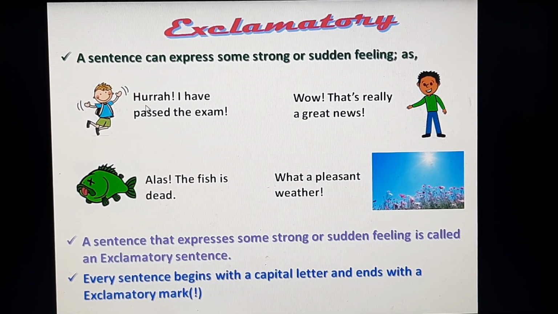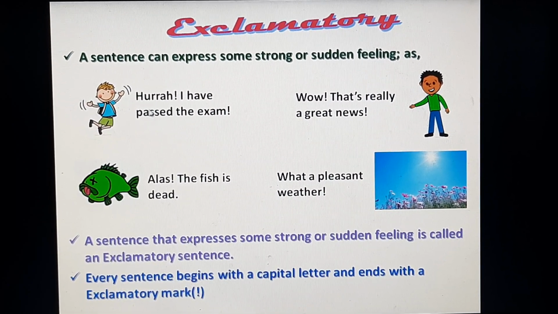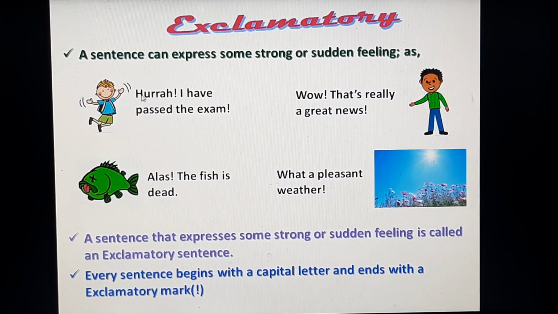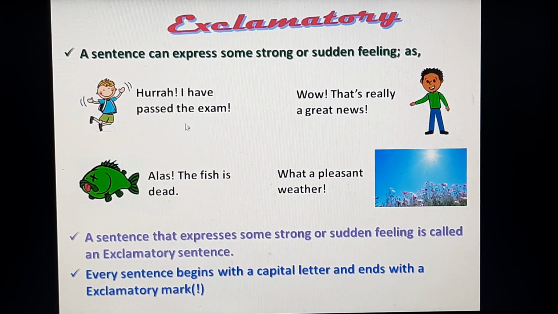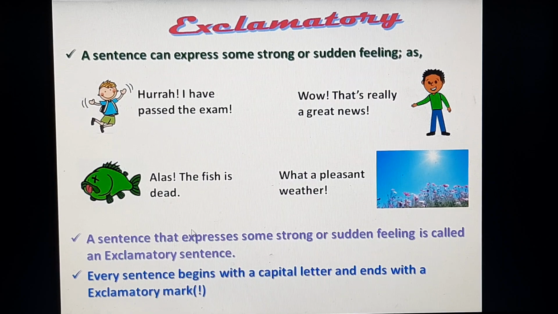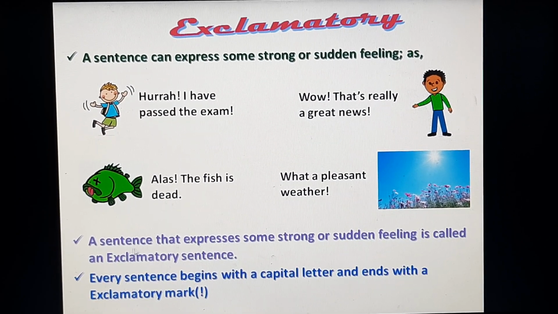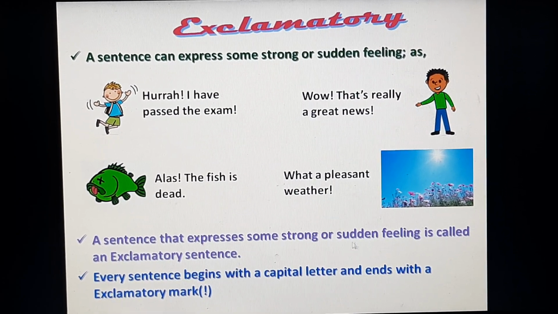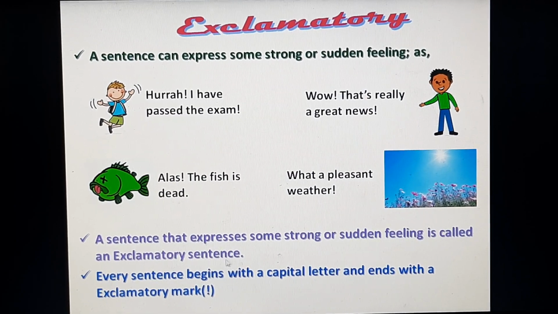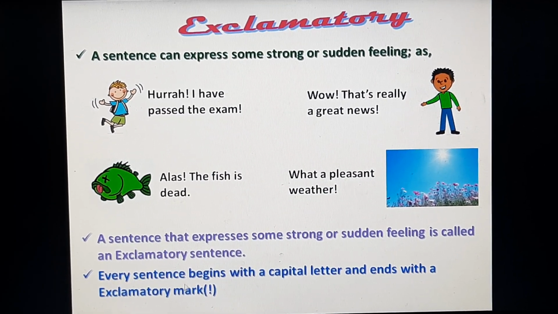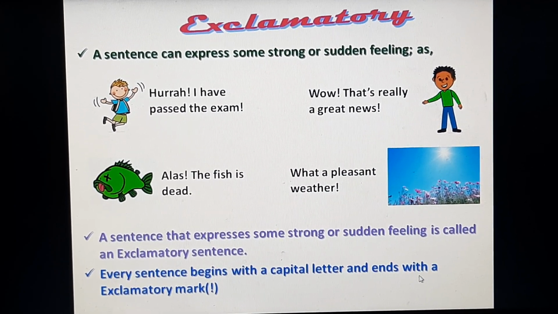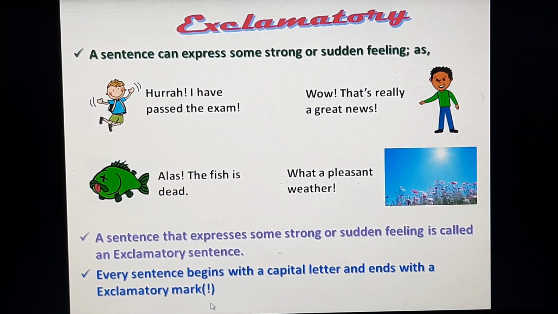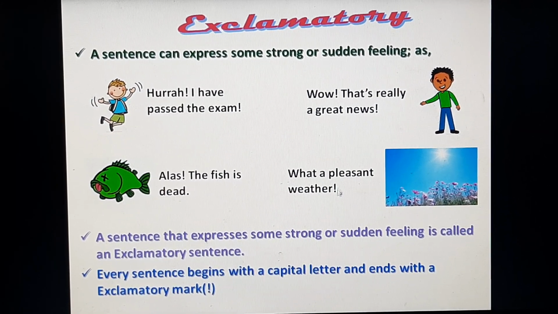So words like ah, ouch, all these show strong or sudden feeling. Such sentences are called exclamatory sentences. A sentence that expresses some strong or sudden feeling is called an exclamatory sentence. Every exclamatory sentence begins with the capital letter and ends with an exclamation mark.